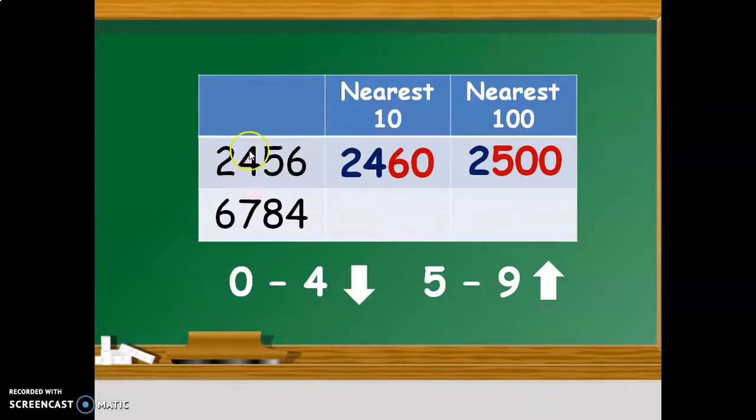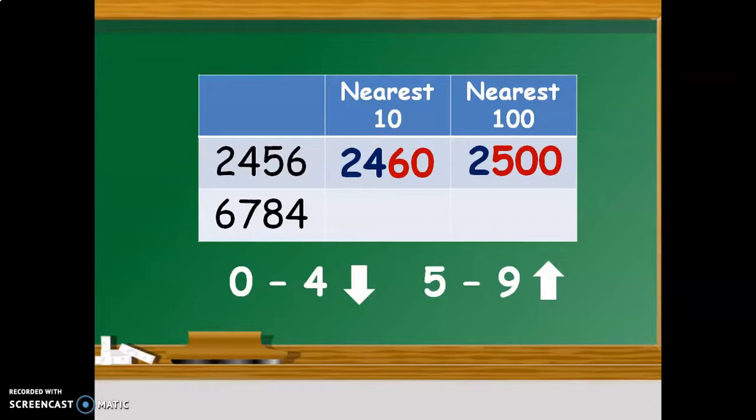Since you have 4 here, and the digit on the tens place is 5, I have to add 1 on the hundreds, and then the tens and the ones will both be zeros. So there you go. 2,456 rounded to the nearest 100 is 2,500. What about the second number? You have there 6,784.